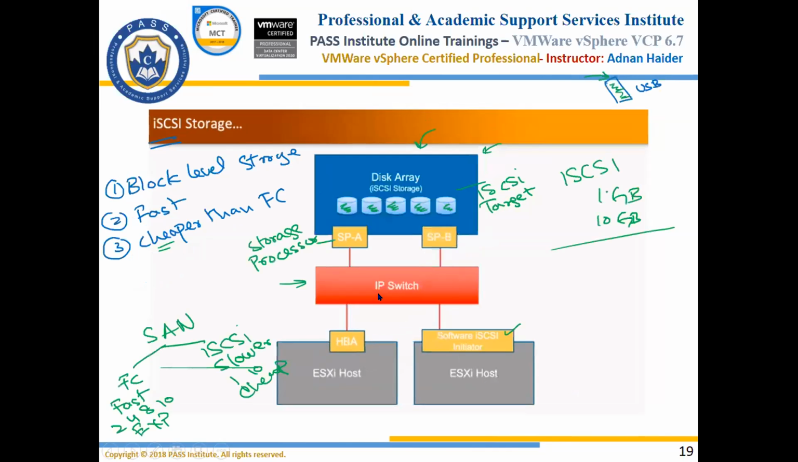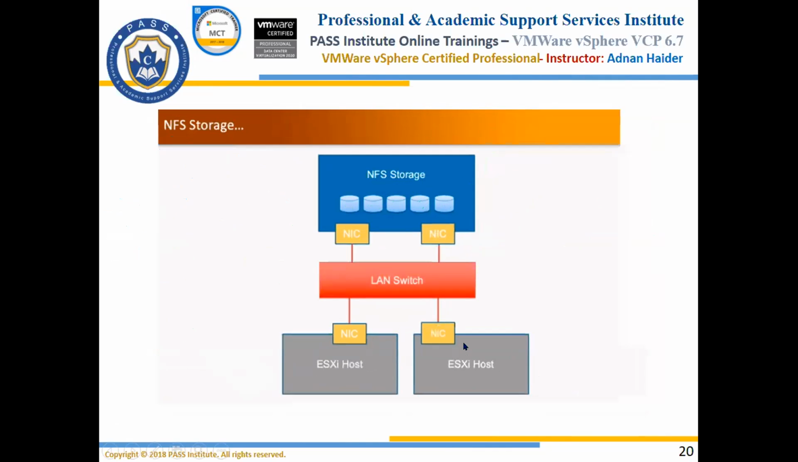FCoE. But at the moment, guys, I want you to just remember these concepts here. iSCSI is a SAN storage as well, and here we have disks. Disks are connected to the ESXi host, and that is where we store our VMs. Now, a fourth type of storage is known as NFS storage. NFS storage is just a normal file share. NFS stands for network file share, and it's the slowest form of shared storage.